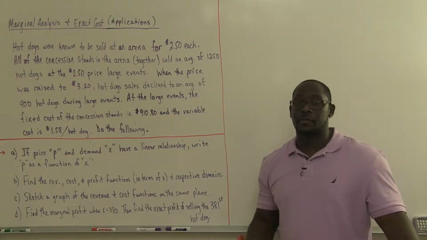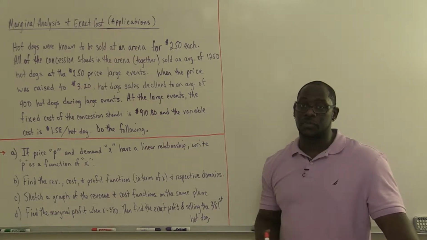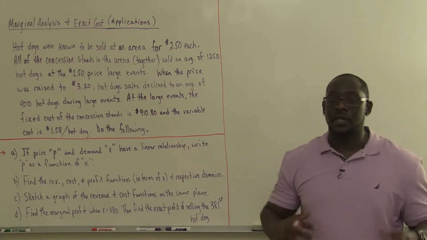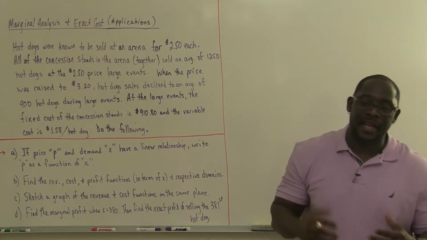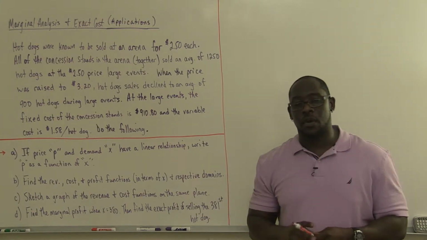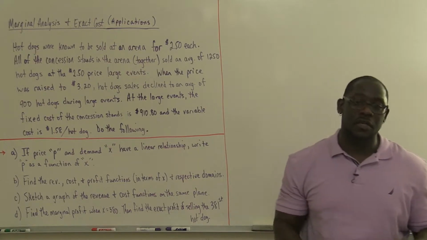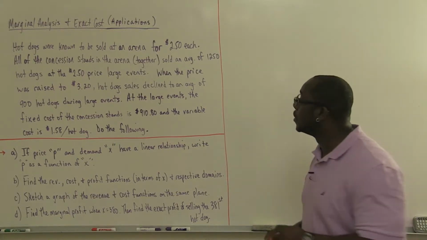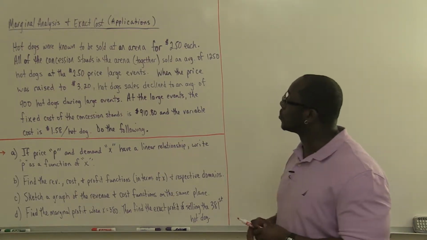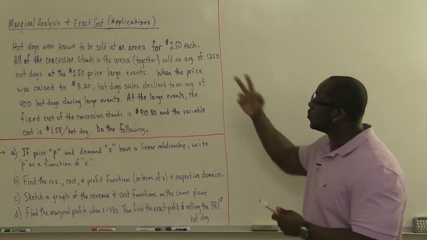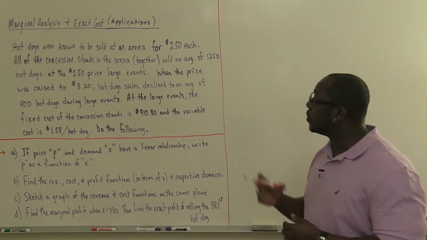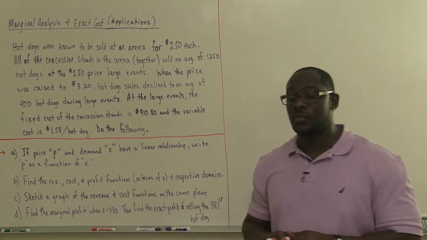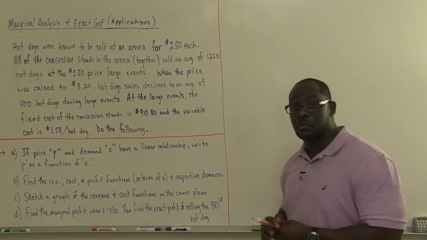All right, so now we're at the point where we're going to do an application example. So we'll see how the marginal analysis of revenue, cost, and profit relate to this whole thing of exact cost. In this particular example, we'll actually look at exact profit versus exact cost, but the same concept is there. So let's go ahead and read the problem and see what we need to do. So we have hot dogs that will only be sold at a certain arena for $2.50 each. And so all the concession stands together sell an average of about 1,250 of them, okay, at that particular price.